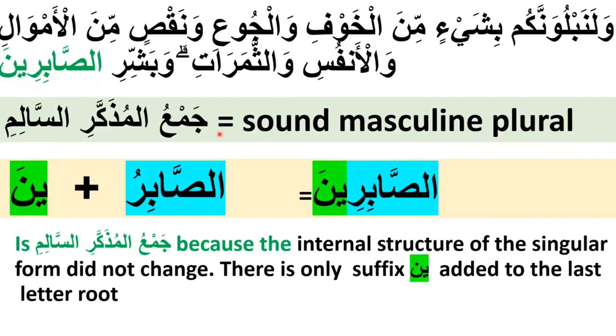الصابرين is a جمع مذكر السالم, sound masculine plural. الصابر plus ين gives you الصابرين. الصابرين is a جمع مذكر السالم because the internal structure of the singular form did not change. There is only a suffix ين added to the last root letter.